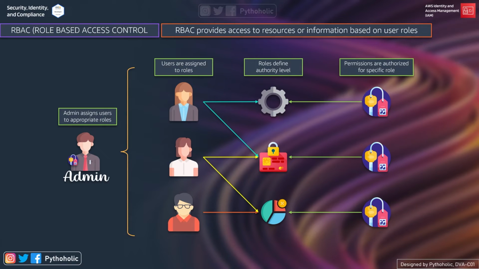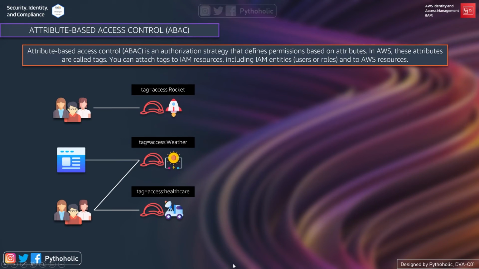And after listening to this, you might say, can we use attributes to control access via IAM? Okay, sure. If you want attribute-based access control, let's understand that. Now, what is ABAC? That is attribute-based access control. Just like RBAC is based on roles, ABAC is based on attributes. Attribute-based access control is an authorization strategy that defines permissions based on attributes. And what are attributes? In AWS, these attributes are called tags. Yes, attributes are also called tags.